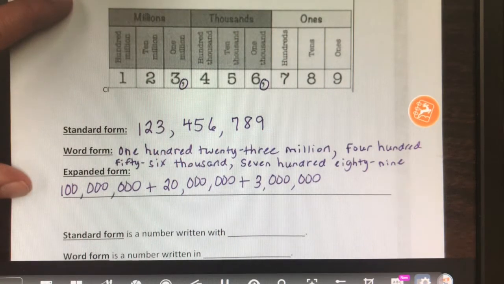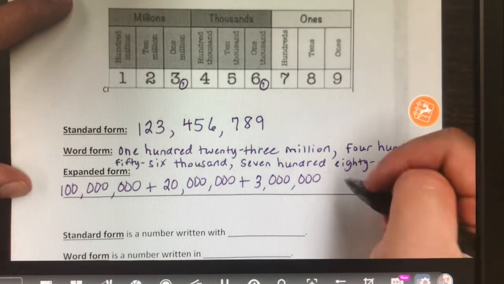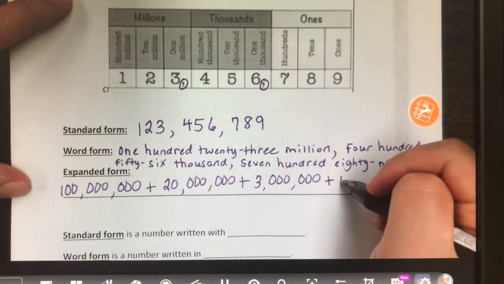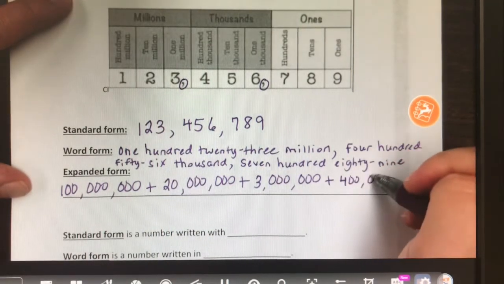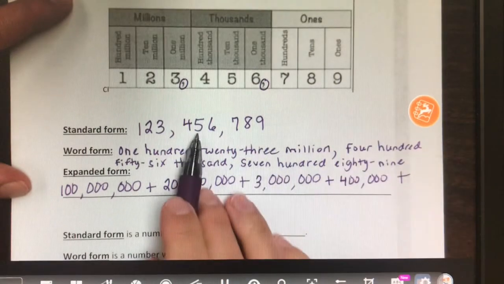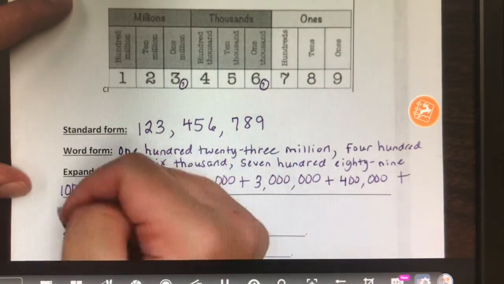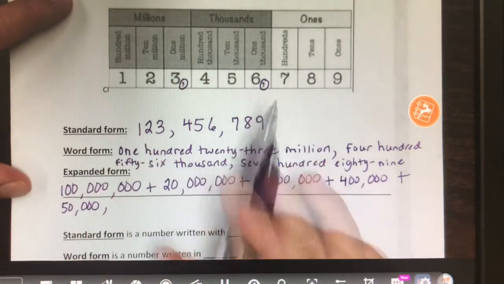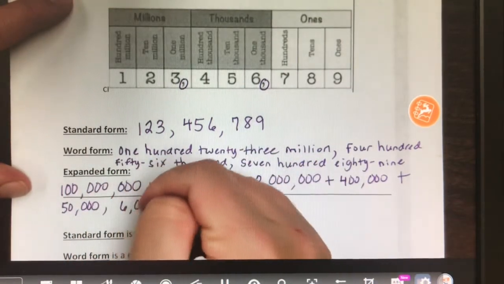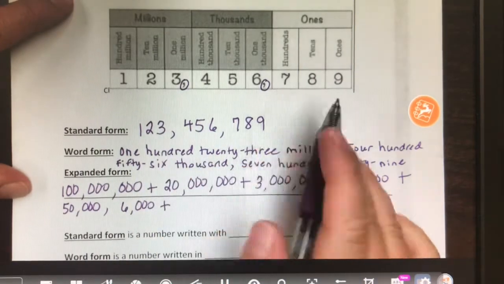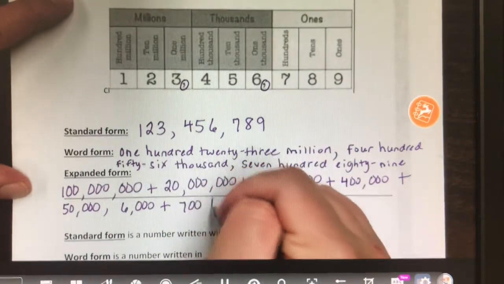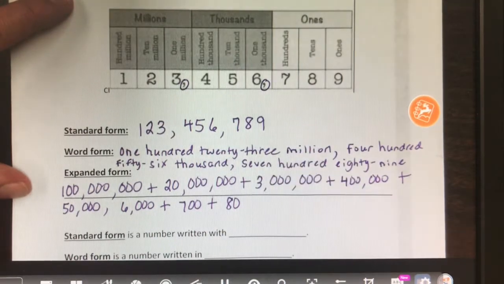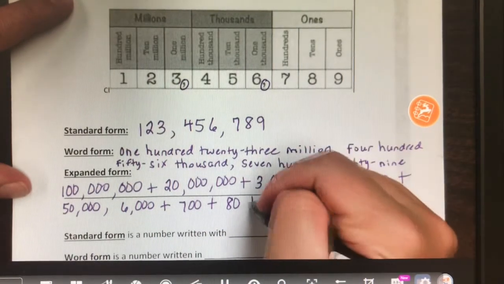Sorry, I should have given more space. I'm going to try to write a little smaller. Plus, now we're on to the 4. 400,000. Plus the 5 is in the 10,000 spot, so that's 50,000. I'm going to squeeze it down here. The 6 is in the thousands place, 6,000. Plus the 7 is in the hundreds place, 700. Plus the 8's in the tens place, so that's 8 tens, which is 80. And the 9 is in the ones place, so plus 9.